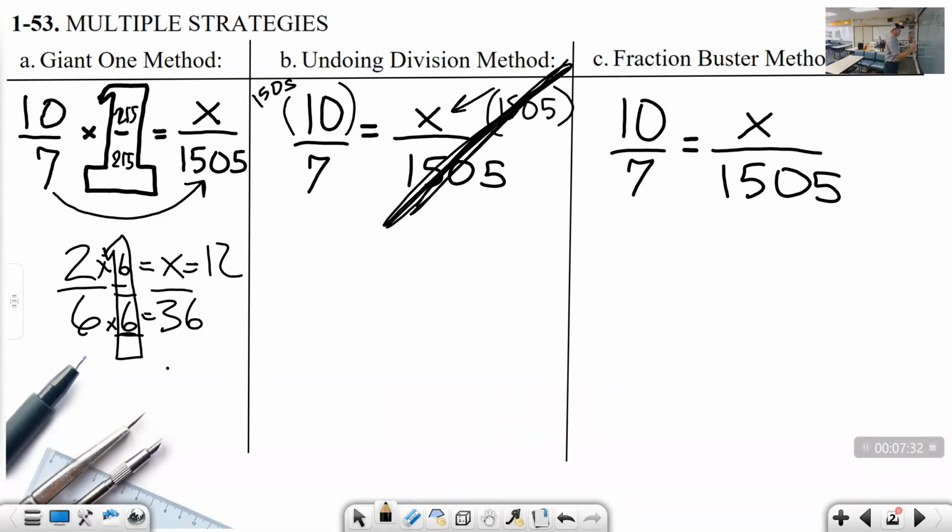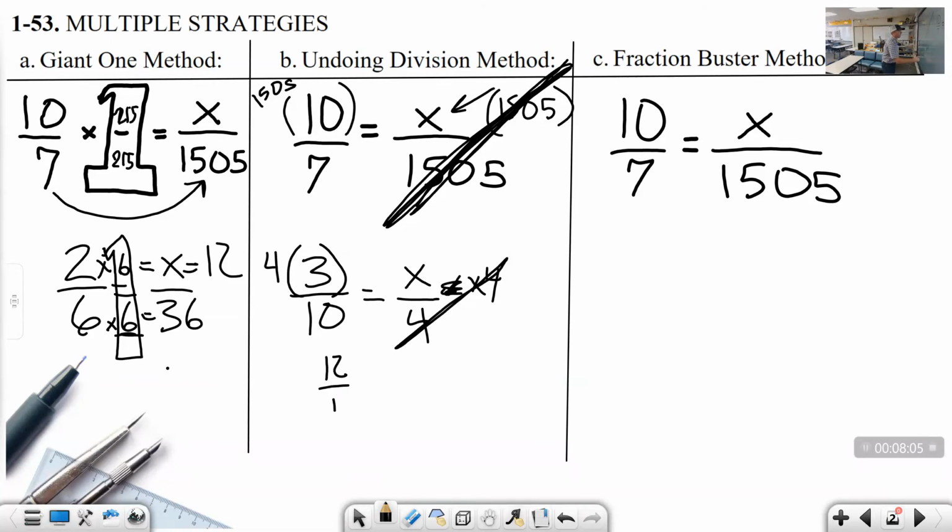If I'm going too fast, feel free to pause your video. Another type of problem that we could do is, let's say 3 over 10 equals x over 4, right? Now, I don't see a pattern, so I can't do the big giant 1. So let's undo division. How do I undo that divide by 4? Well, I'm going to go ahead and multiply by 4. So when I multiply by 4, there's my big giant 1. Multiply this side by 4. 3 times 4 is 12. Over 10 is 6 over 5 is 1 and 1/5.